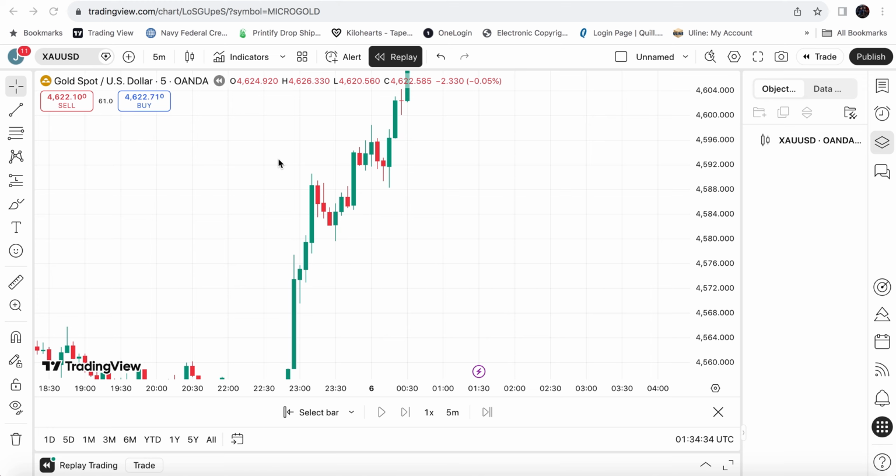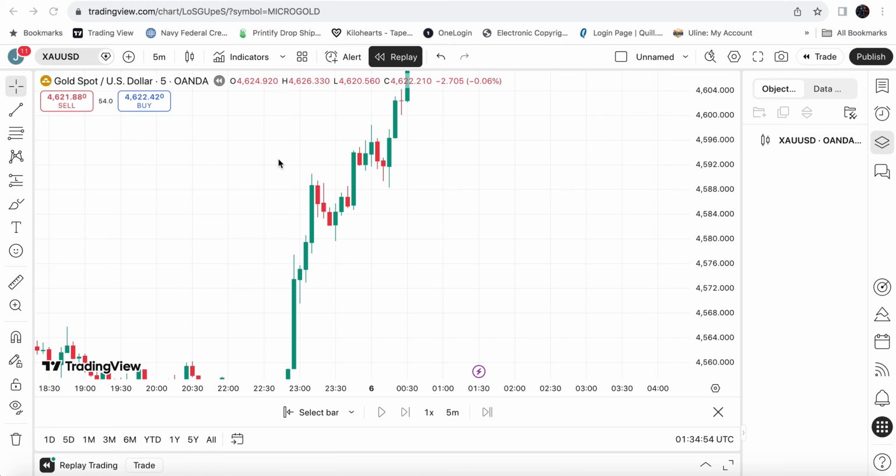What is supply and demand? Supply and demand is a way to identify where big clusters of buyers and sellers are likely to enter the market. Demand zones are areas where buyers could push price higher, while supply zones are areas where sellers could push price lower.